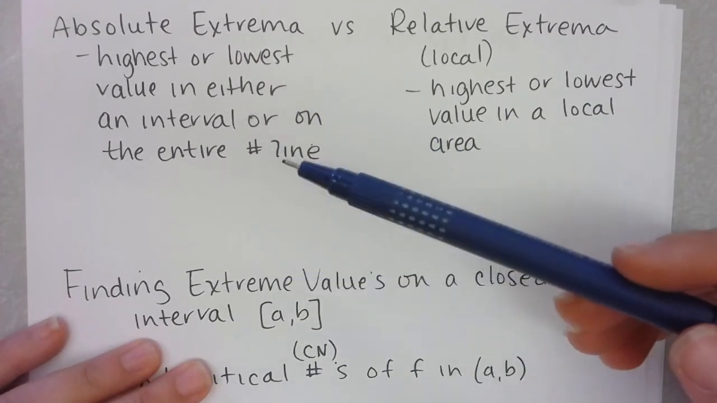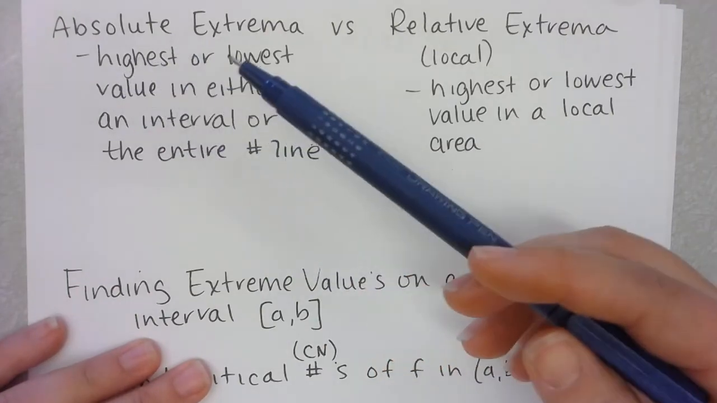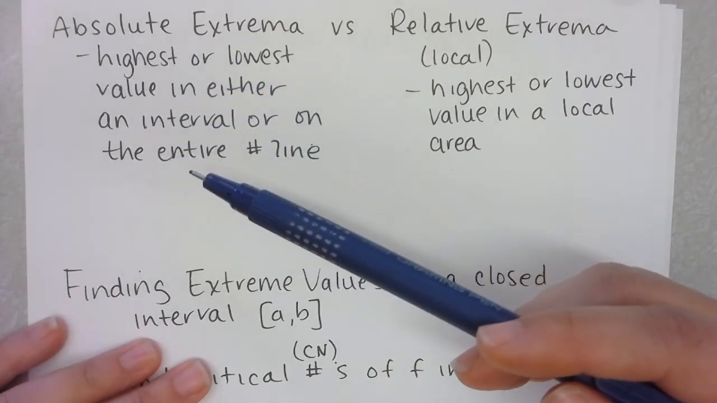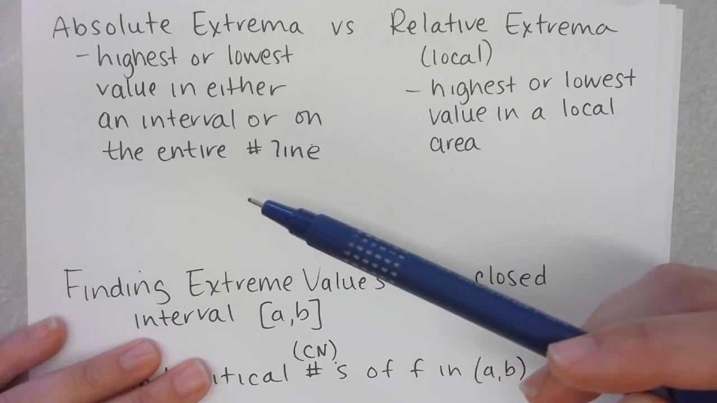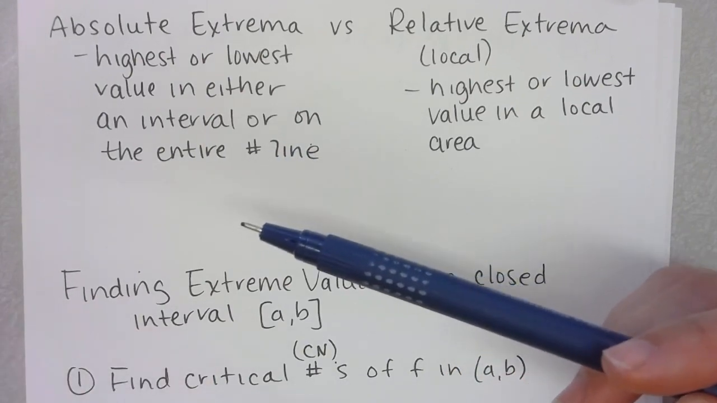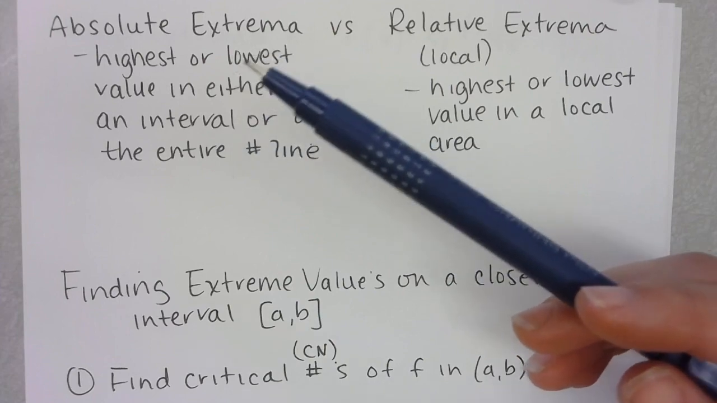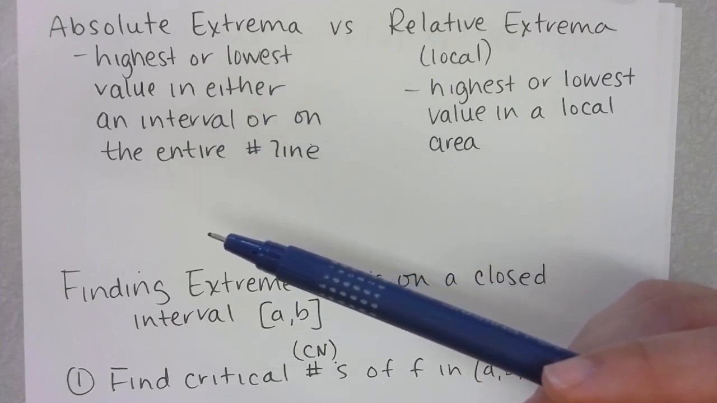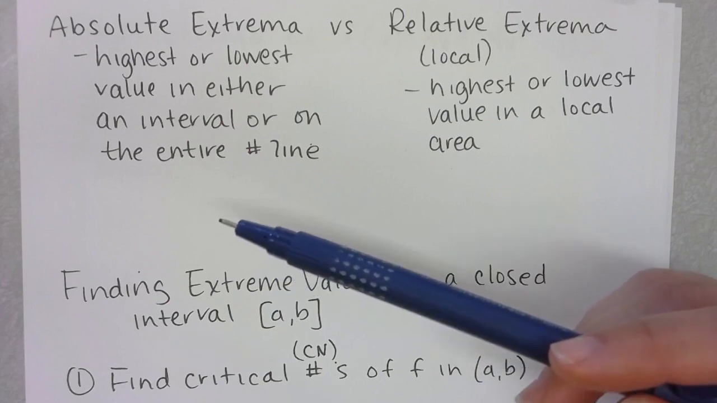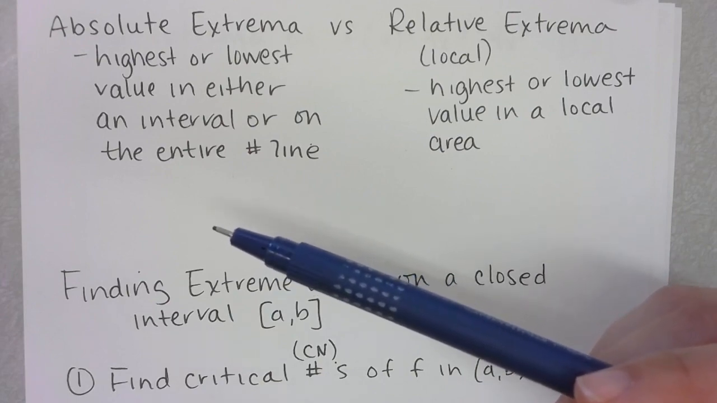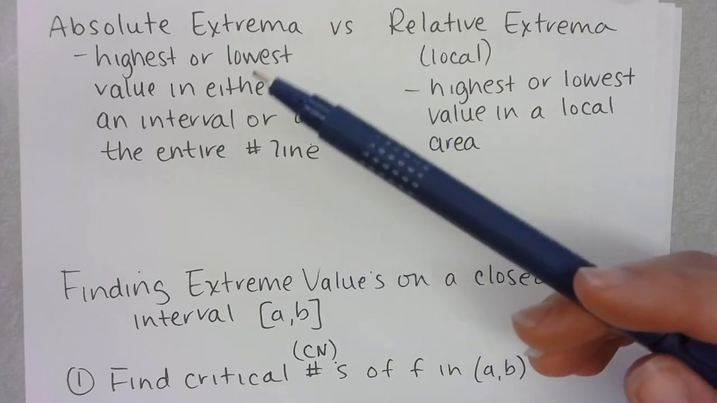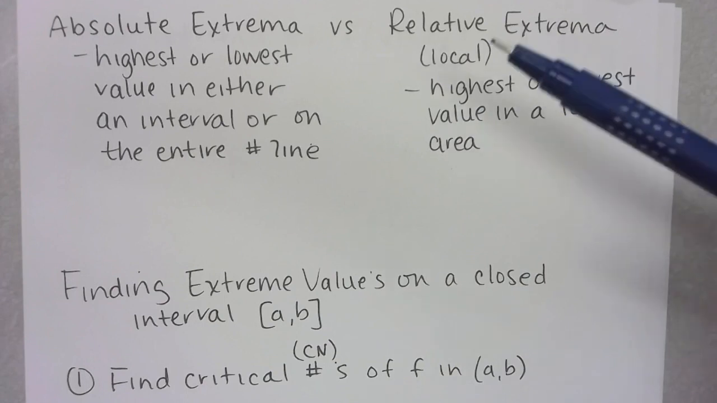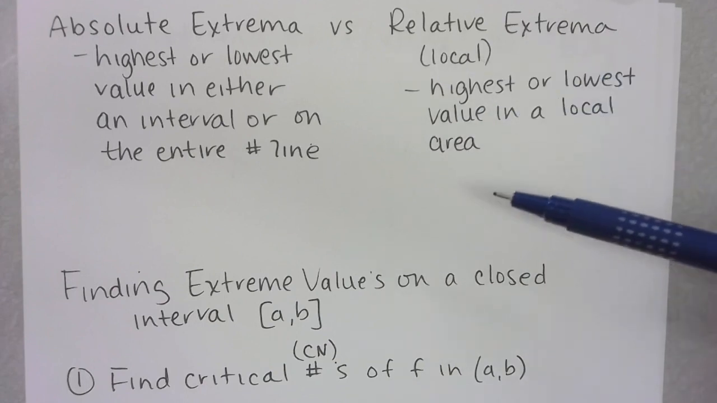Okay. So I've talked about this already, but I wanted to formally define it. I've thrown around these terms and sort of explained them. But the absolute extrema is the highest or lowest value in either an interval, if I'm just looking at a snapshot, or on the entire number line. Now if I have a closed interval, then I always have an absolute max and an absolute min because I'm only looking at a snapshot of my graph. If I'm looking on the entire number line, not every function has an absolute max or min. We're going to look at that in a second. Relative extrema means it's the highest or lowest value in the local area.